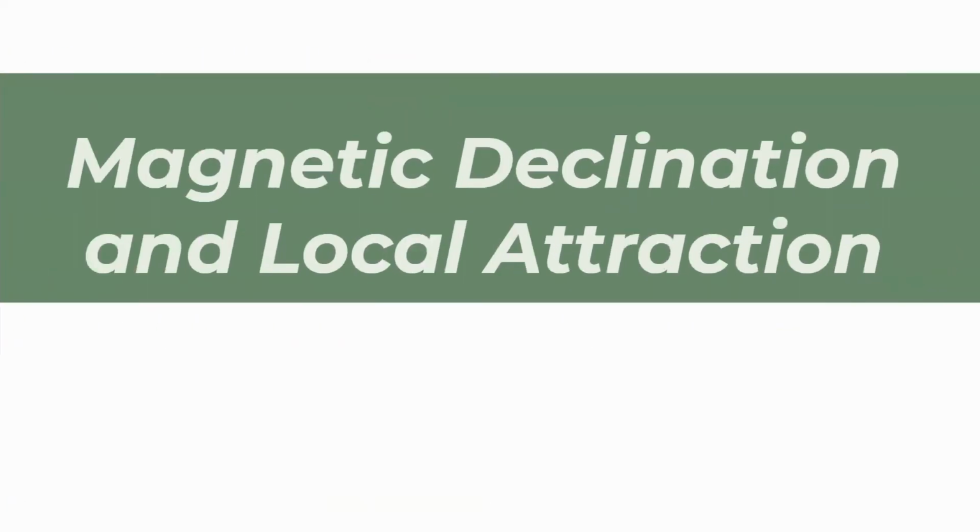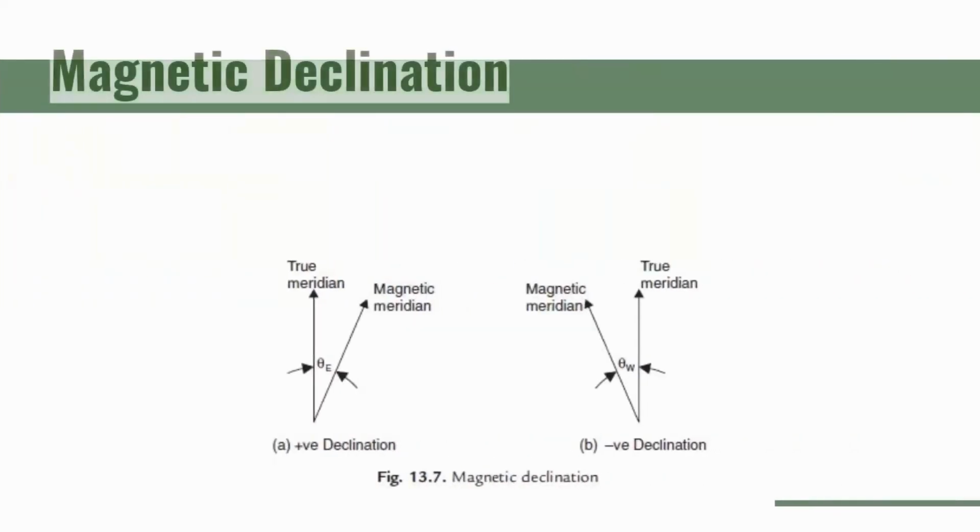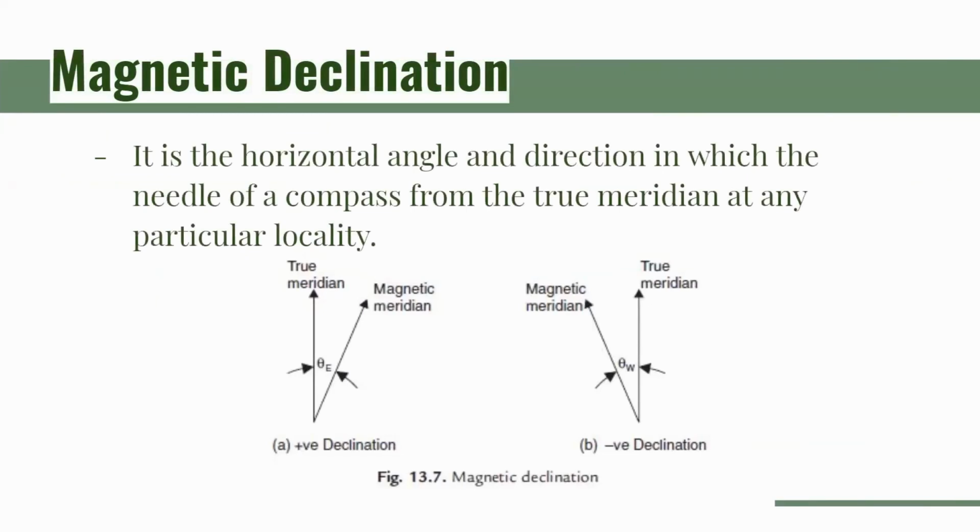Next, we have magnetic declination and local attraction. Magnetic declination is the horizontal angle and direction in which the needle of a compass deviates from the true meridian at any particular locality. It means that it is the angle between the magnetic north and the true north. See the figure below.